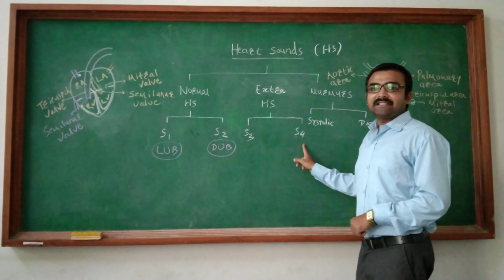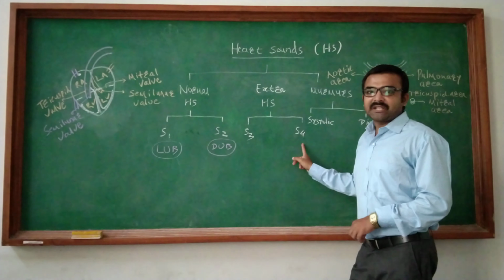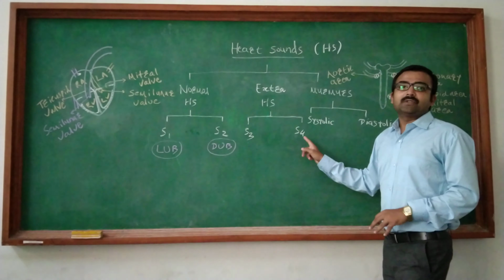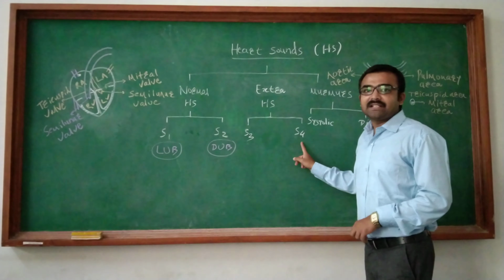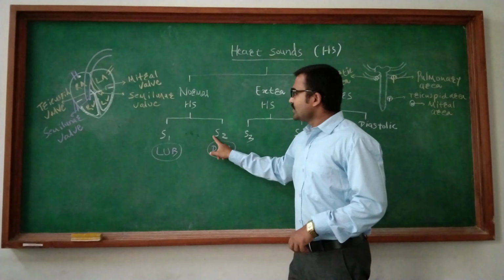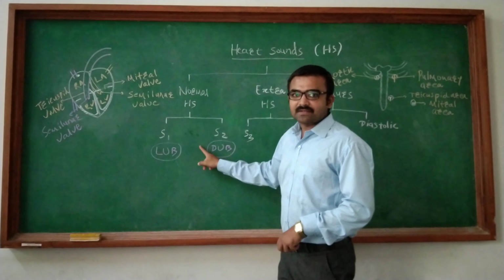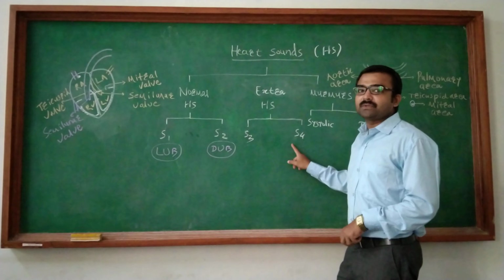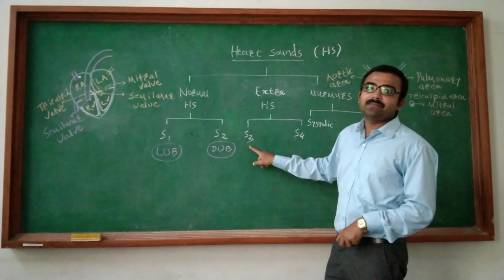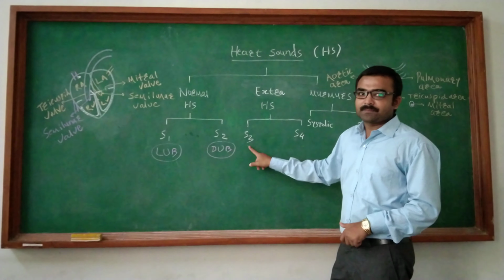S4 occurs in various heart diseases like systemic hypertension and left ventricular hypertrophy. It can also be auscultated in case of myocardial infarctions. So remember, S1 and S2 are normal and are auscultated in all individuals, whereas S3 and S4 are pathological. S3 is physiological only in pregnant ladies, children, and athletes.